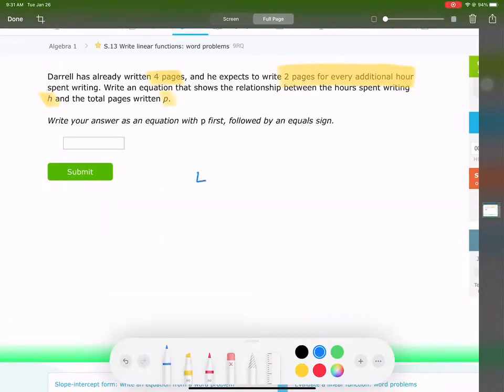Okay, so he already wrote 4 pages, so that's a given. We're going to say 4 plus. And then he expects to write 2 pages per every hour, so 2 times H. And this is equal to, I'm going to write P in the front, the number of total pages in the front. You can double check. If he wrote for 1 hour, that means he wrote 2 pages. And that would be 6 pages. Yeah, that would make sense. He had 4. He wrote for 1 hour. He has 2 more. So P equals 4 plus 2H.